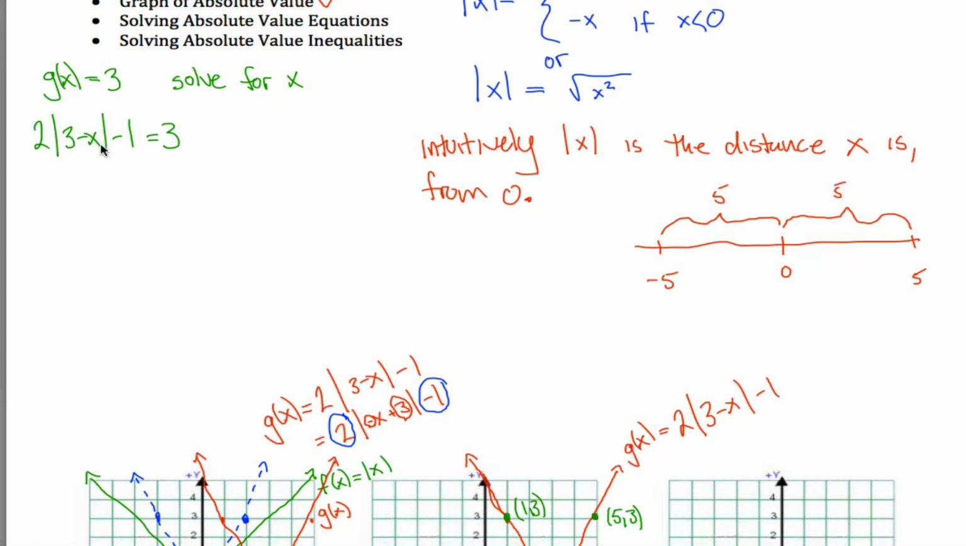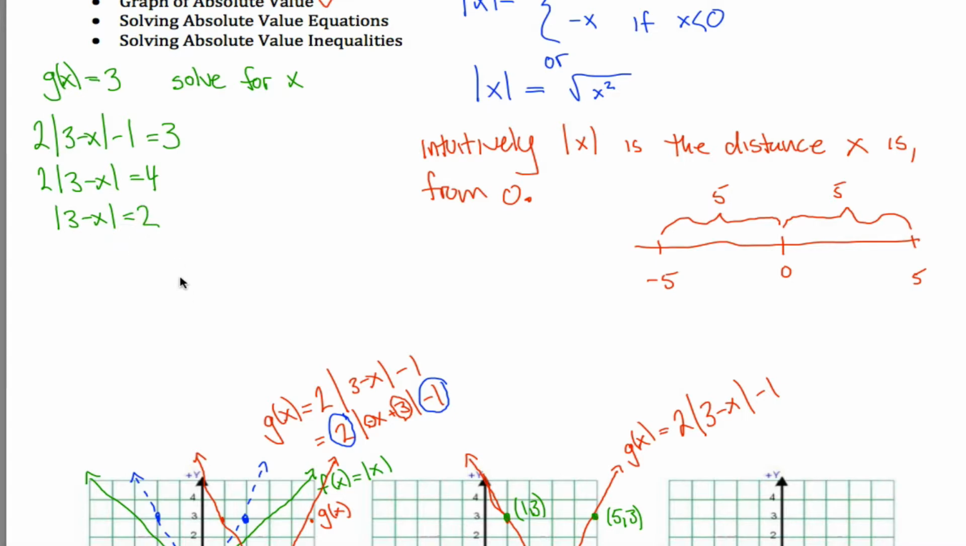But I can get rid of the absolute value signs, but it's a lot easier to get rid of them if I have it isolated. So what I do when I'm solving absolute value equalities is I first isolate the absolute value. What I mean by that is maybe add 1 to both sides of the equation, and then divide both sides of the equation by 2.